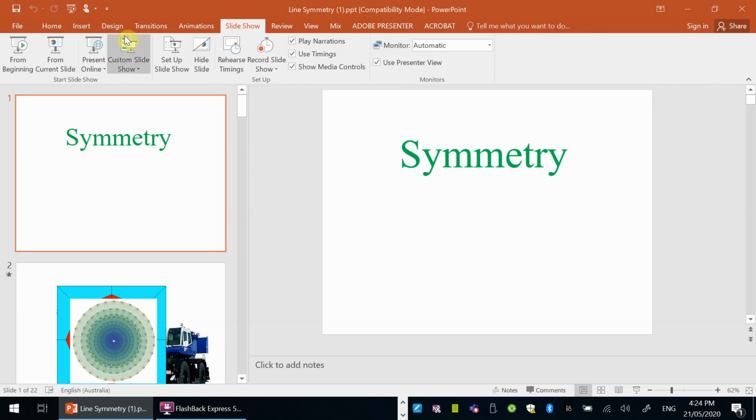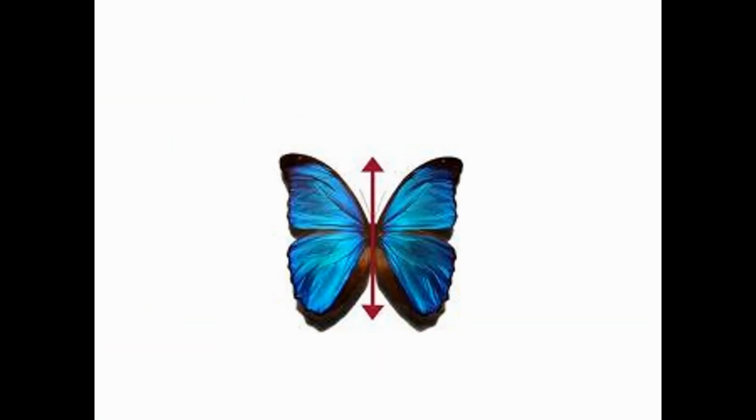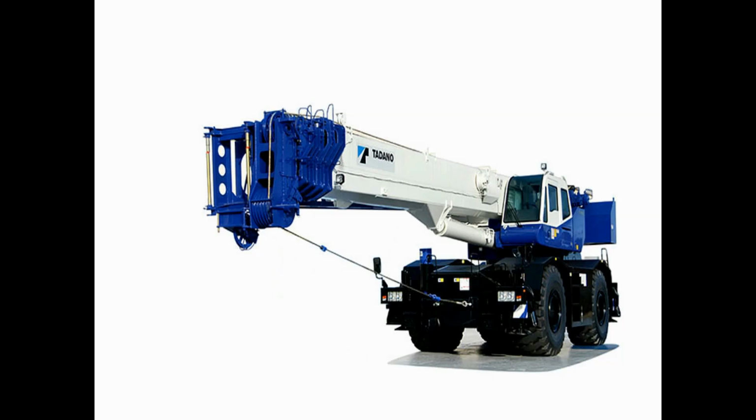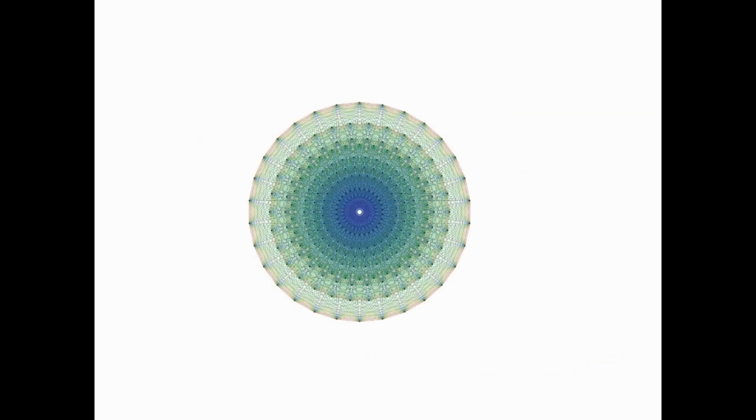All right, let's have a little look at line and rotational symmetry, what it's all about. So here's firstly a few objects that are symmetrical, or sometimes maybe they're not. Here's another one. Another one. Perhaps not this one. And an octagon. Is this one symmetrical or not? Not sure. Have a think. Another one.